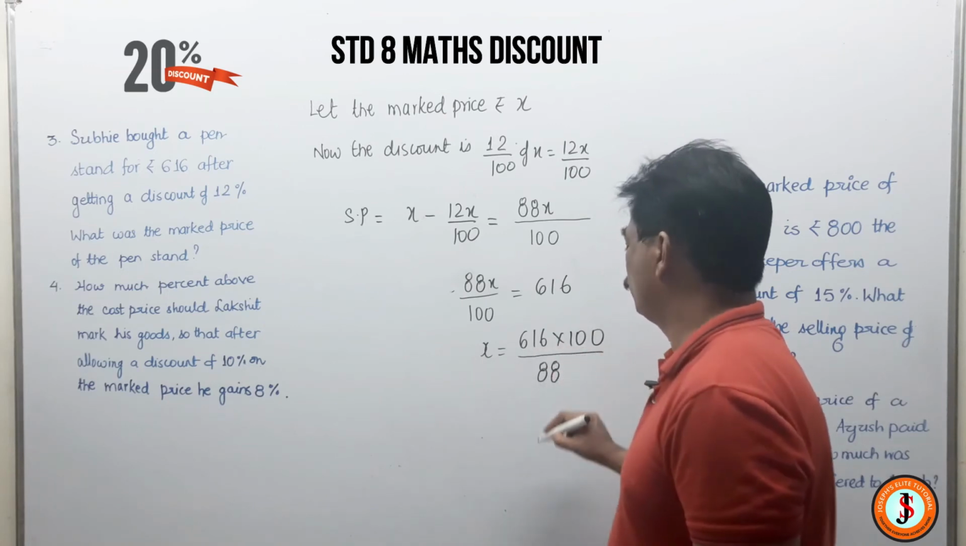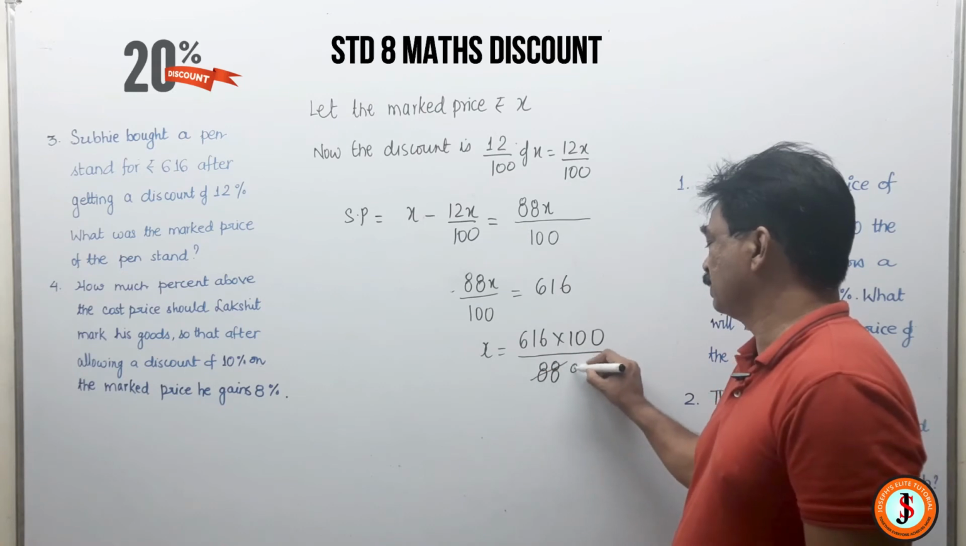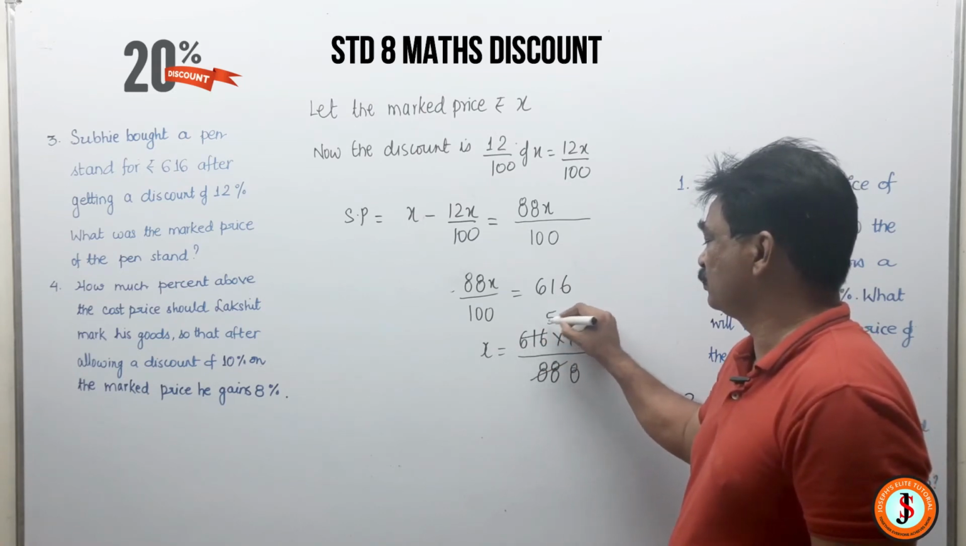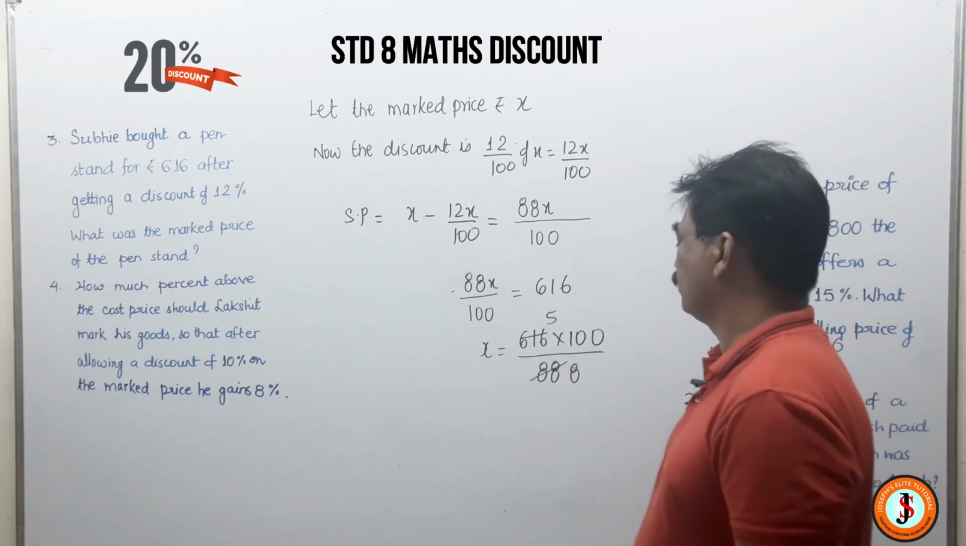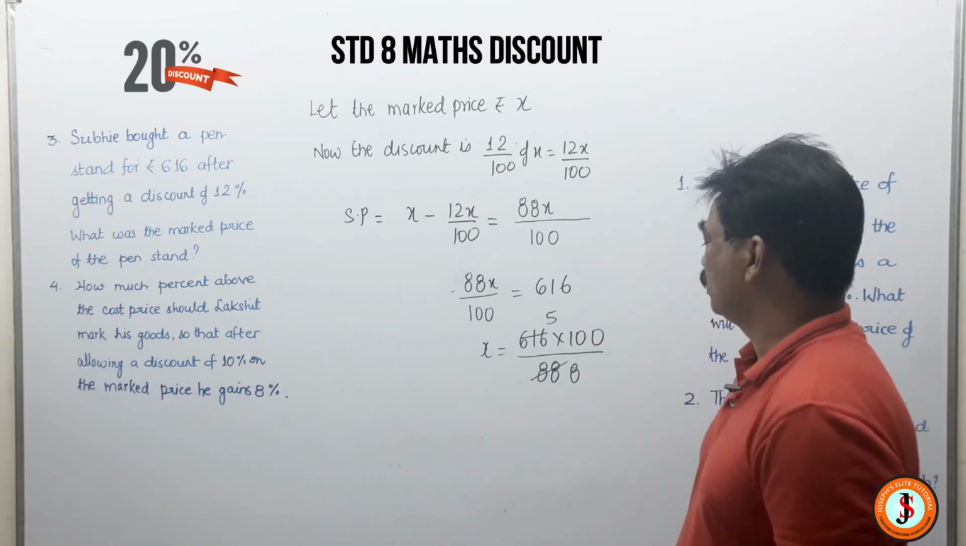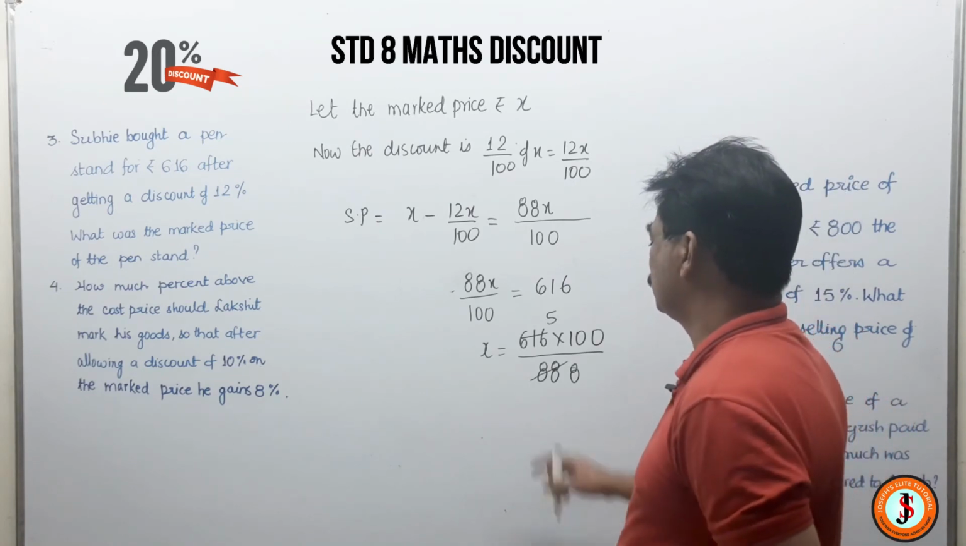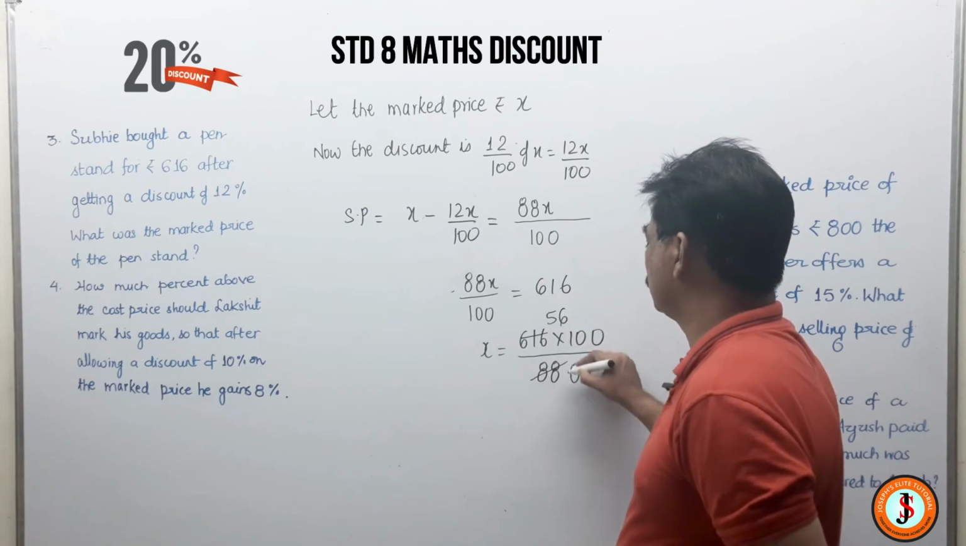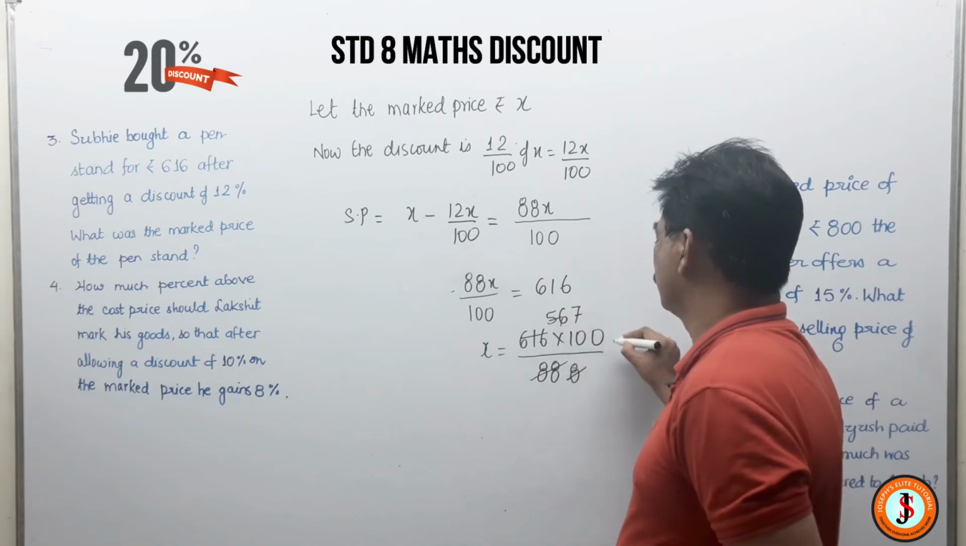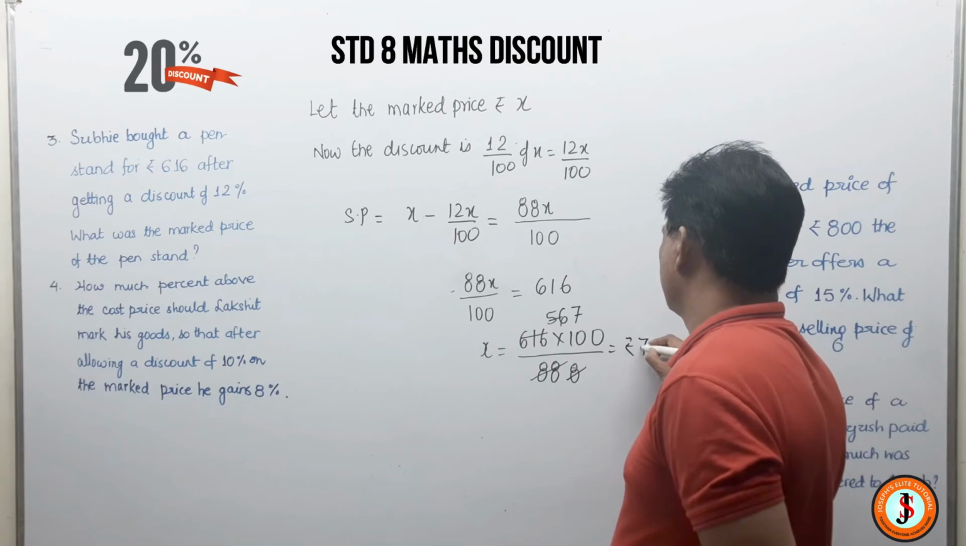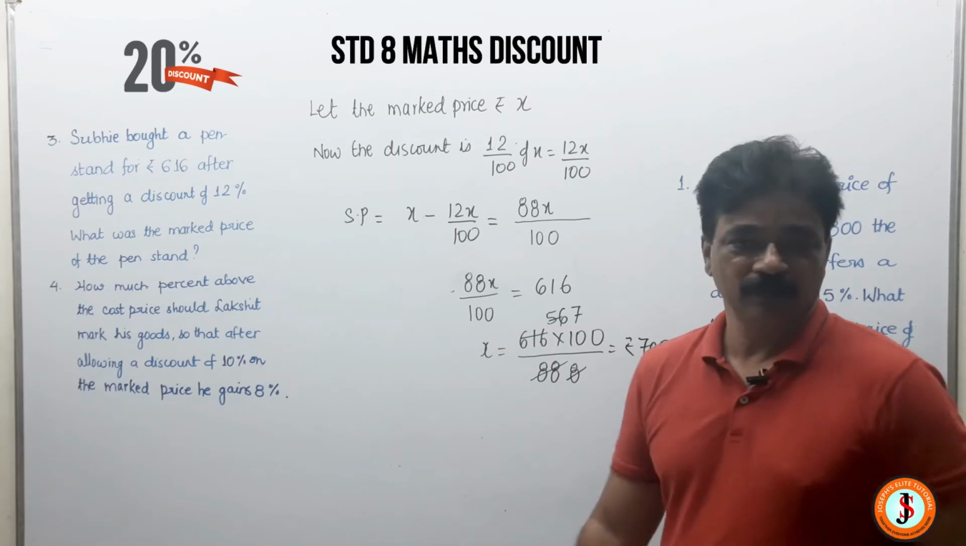So this will go through 11, I think. So 11 8s are 88, 11 5s are 55, and 11 6s are 66, 8 7s are 56, that means rupees 700 is the marked price.